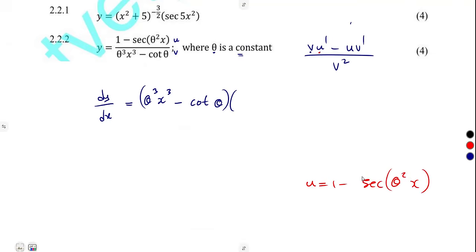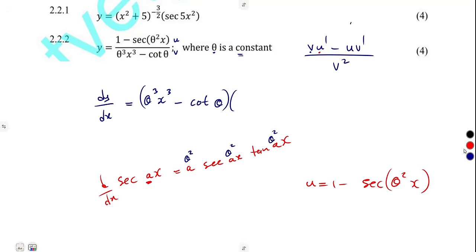So guys, we are told that theta is a constant. It is just like a number, 2 squared, which is 4. If let's say there was a number there, which is 4, how are you going to differentiate sec of ax? The derivative of sec ax is going to give us sec ax tan ax. That is the condition that you're going to have. So theta squared, guys, is a constant, just like a.